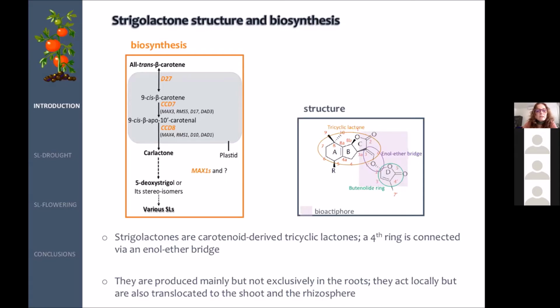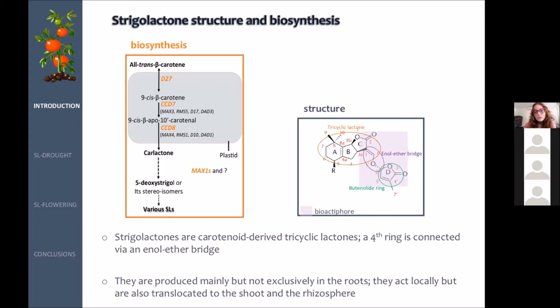This leads to an intermediate, which is carlactone, that is then released from the plastid and modified by a diversified enzymatic pathway that is slightly different in different plants, so that a blend of molecules is produced that is specific for that plant. From the roots, where they are mainly but not exclusively produced, strigolactones are then either transported shootward, where they act as hormones, as we will see, or they act locally, or they are exuded in the rhizosphere, where they interact with the existing microflora and other organisms.